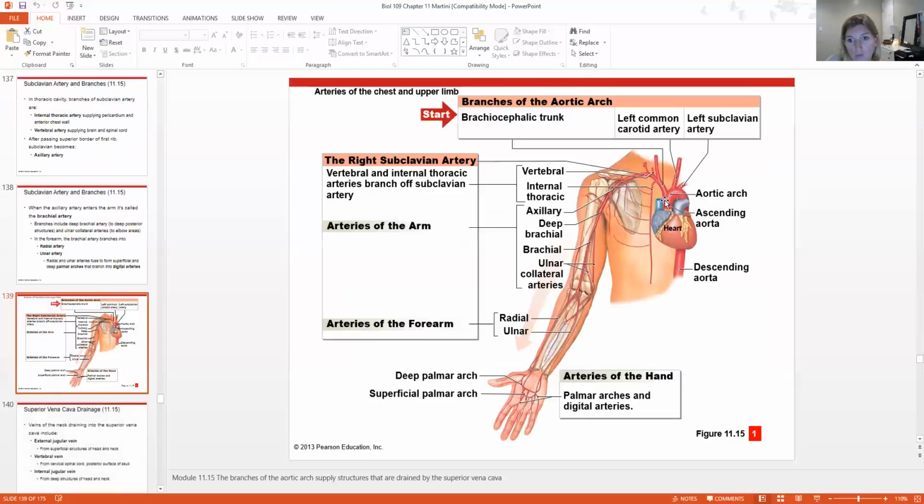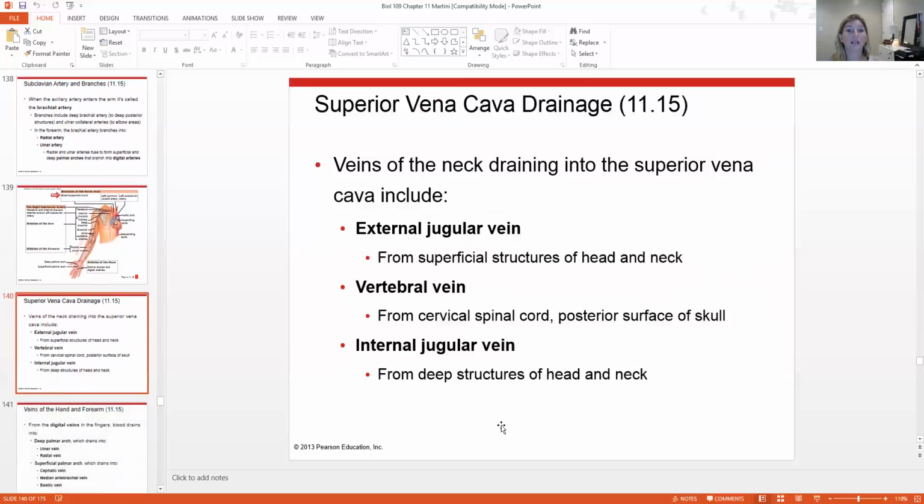And here you see that pathway. Here's our aorta, brachiocephalic trunk into our right subclavian and right common carotid, and then it's the axillary, and then it's the brachial, and then we have the radial and ulnar, palmar arches, digital arteries. So then we do our veins from the superior vena cava drainage. We have our external jugular vein going right into the superior vena cava, our vertebral vein, and our internal jugular vein, all going into the superior vena cava from the neck.